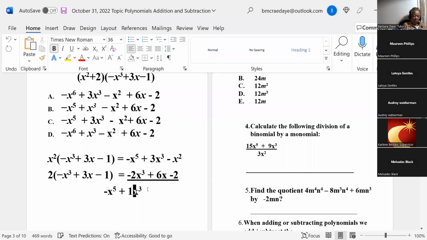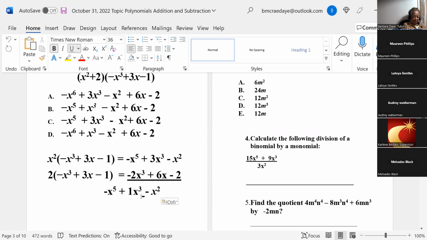Now what comes after x to the third? Next power. Looking at these two. So what's the next one, Audrey? After x to the third, yeah, x to the second. So what do I write here? What do you see with x to the second? Right here. Yeah, minus, you see it right here, minus x to the second. So let's just put that there. All right, minus x to the second.